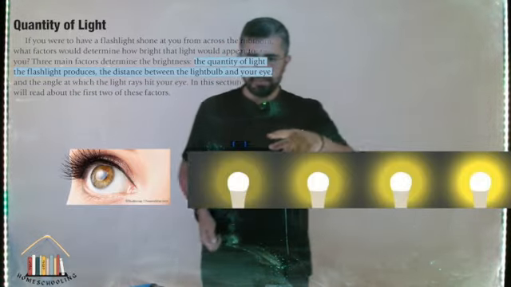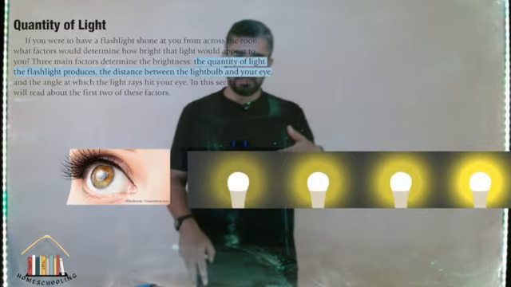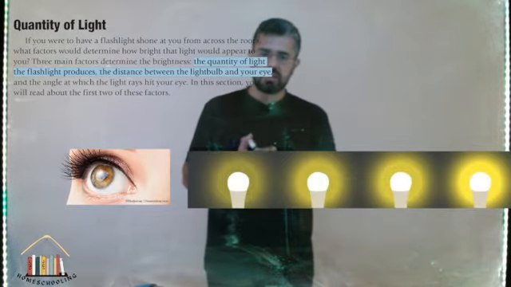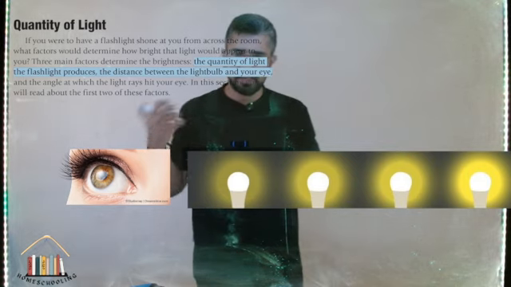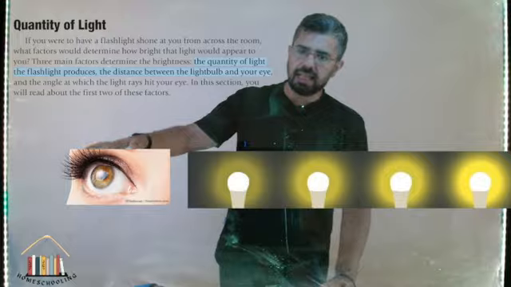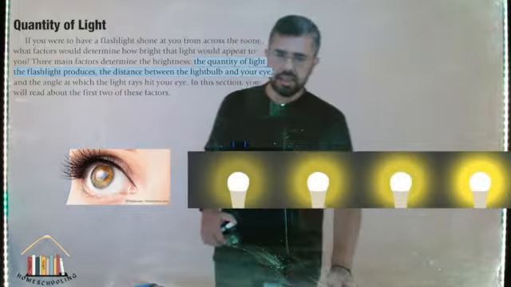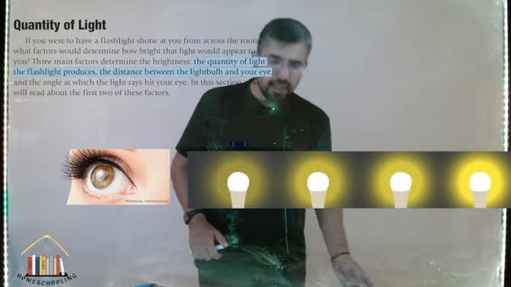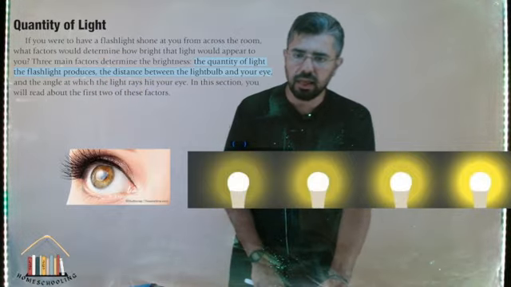Again, they are the brightness of the source itself, the distance between me and the source, and the angle at which we are looking at the light. Every time you are close to the source of light, you are receiving more light, and every time you are far, of course, you are receiving less. So these three factors affect the quality of light in a light system.